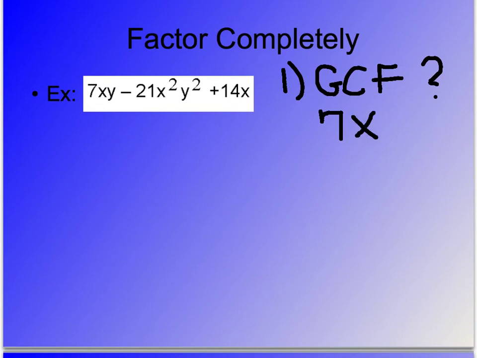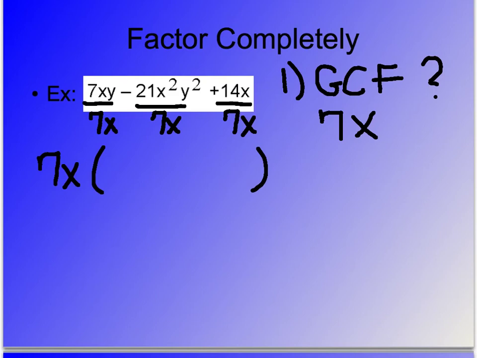Do each of these terms have a y? This one does, this one does, this one does not, so it's not part of the greatest common factor. So now I divide each term by the 7x, remembering to write my 7x outside of the parentheses of what I'm going to have left. So dividing the first term, I'm left with y. Dividing the second term, I'm left with negative 3xy squared. And dividing the last term, I'm left with a positive 2.